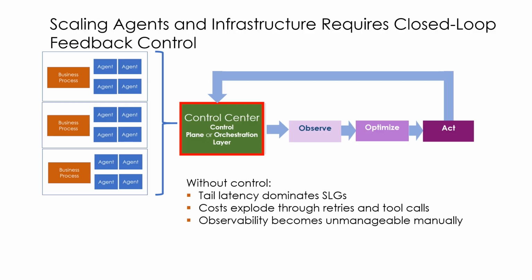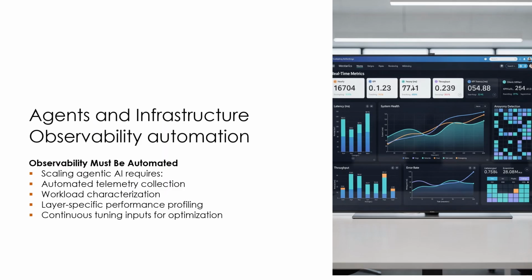First of all, observability in the complex dynamic environment should be automated. We cannot rely on humans to interpret thousands of agent traces. We need automated telemetry, data collection, workload characterization, and layer-specific profiling, performance profiling, and resource utilization profiling. Observability is not optional. It is the foundation for governance.